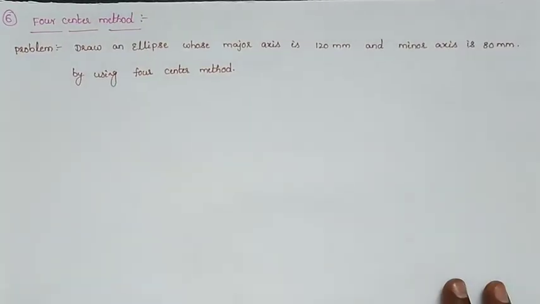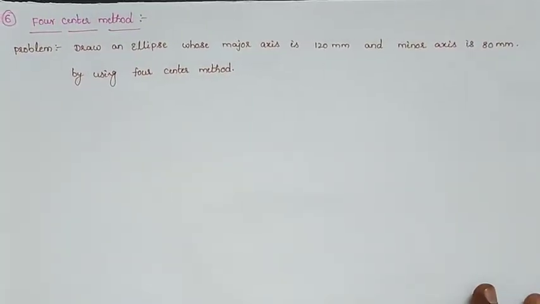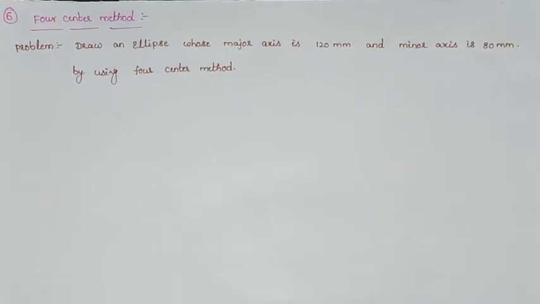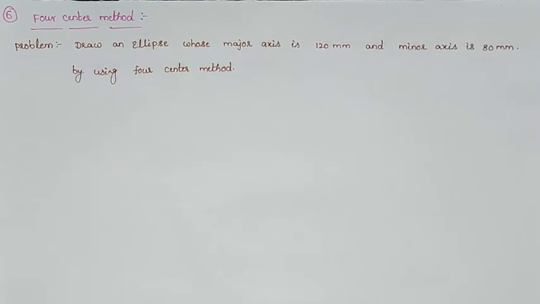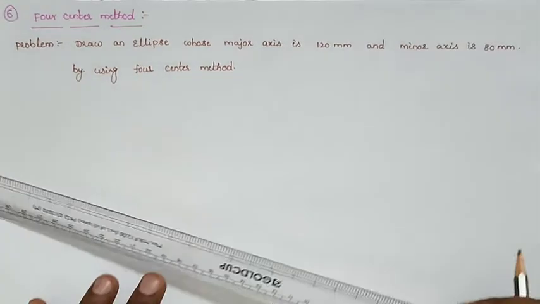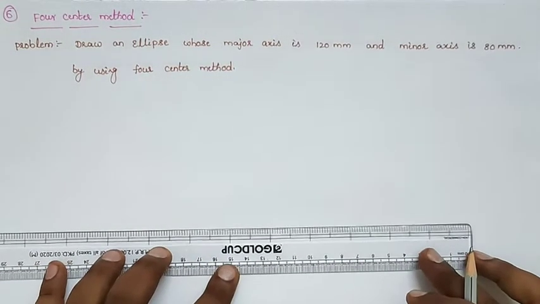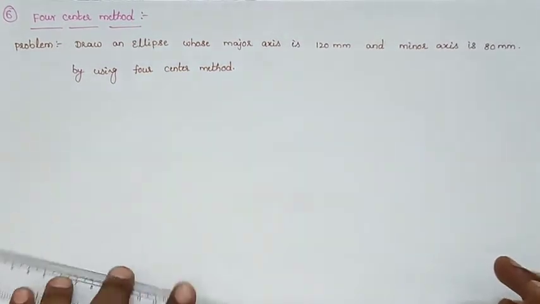And another method for constructing the ellipse that we have is the 4 center method. In the 4 centers method, by taking the major and minor axis, we will construct the 4 centers. Through the 4 centers we will draw a neat curve and we will get the ellipse. In this method also, first of all, we will draw the major axis line with 120.